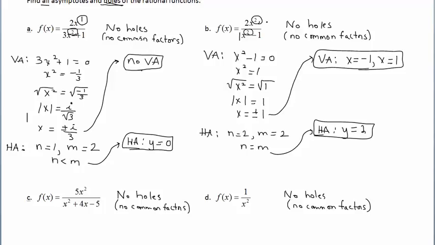So if you were to graph this equation on your calculator, you would see that there's a break on the graph at x equals negative 1, x equals positive 1, but the graph is approaching y equals 2 from the far left and the far right.